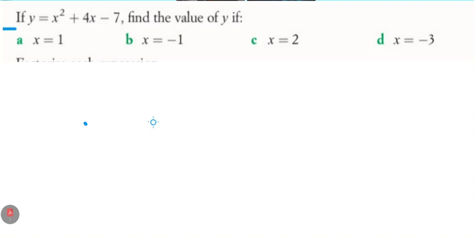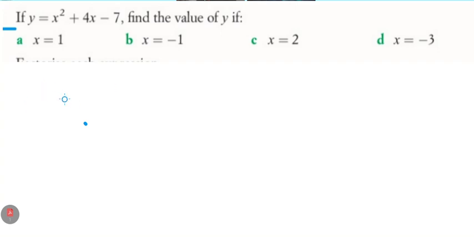Okay, so for this one today, it's all about the step-by-step solution for problem solving. Now, in the figure here, we have y equals x squared plus 4x minus 7. We're going to find the value of y in the following. First, we're given certain equations. Now, let's try to find the answer for the first one.